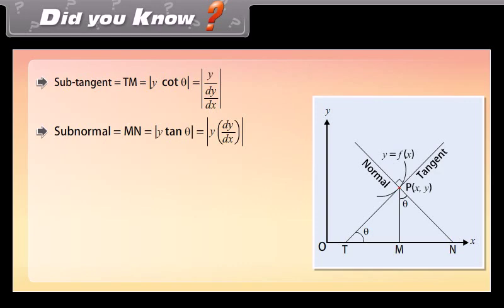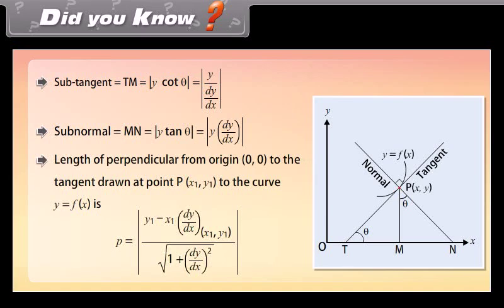Length of perpendicular from origin (0, 0) to the tangent drawn at point P(x1, y1) to the curve y = f(x) is p = |y1 - x1 (dy/dx at (x1, y1))| / √(1 + (dy/dx)²).